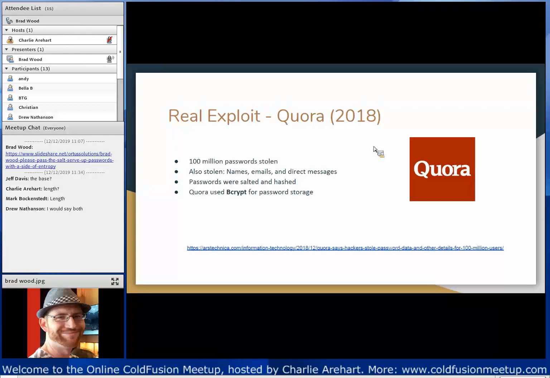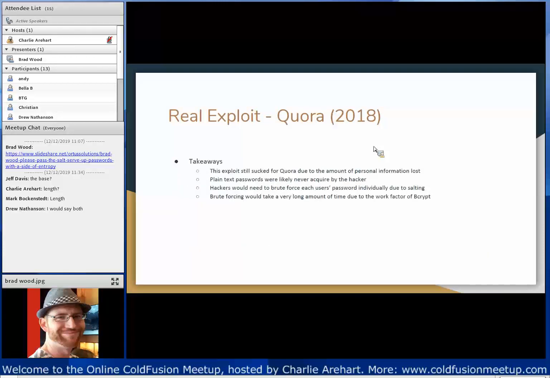So they used bcrypt, which uses iterations, thousands of hashes. It has a work factor that slows it down, and it salts it so the passwords are very long, and that's what they had inside their database. So the takeaway is the exploit still sucked, right, because they got hacked.